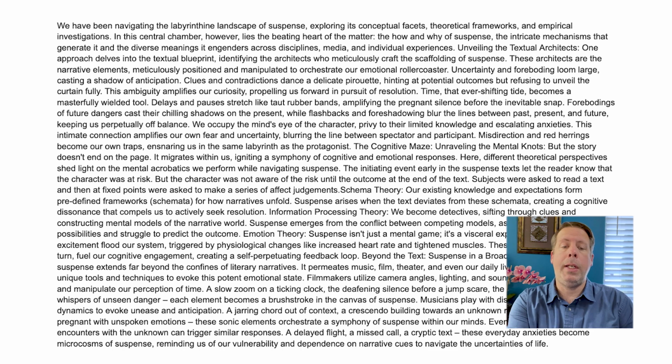The initiating event early in the suspense text let the reader know that the character was at risk.